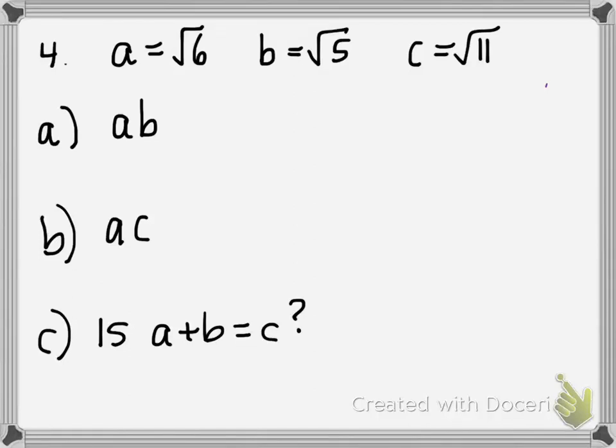All right, this is number 4 in the practice test. So for part A, you're asked to find AB. What does that actually mean? Well, when two variables are stuck next to each other without a symbol in between, really it's multiplication. So you're asked to find A times B.